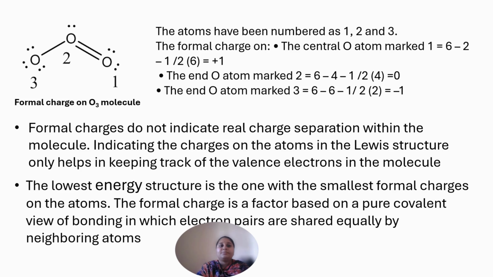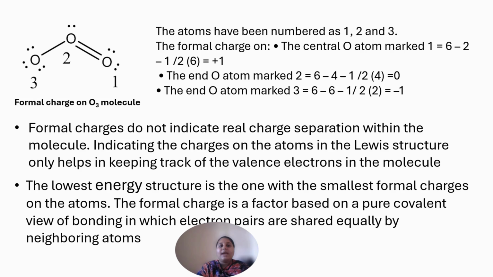Odd electron molecules. In molecules with an odd number of electrons, like nitric oxide, NO, and nitrogen dioxide, NO2, the octet rule is not satisfied for all the atoms. So in the case of NO2 and NO, the octet cannot be satisfied.